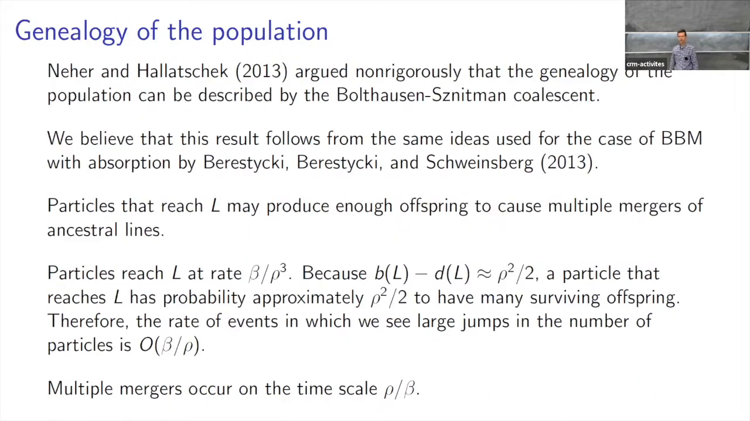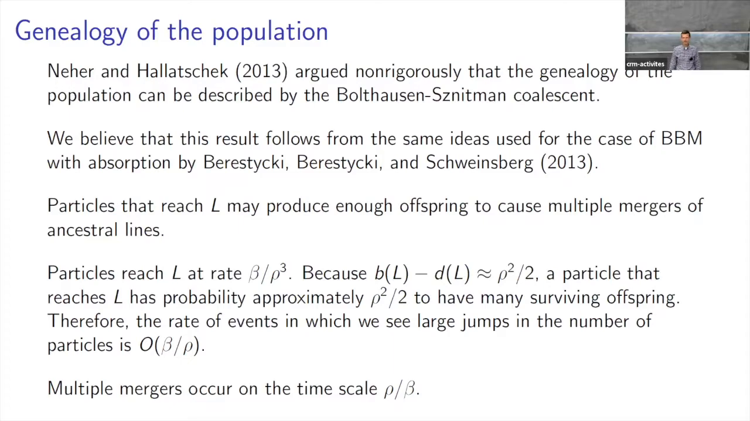So here, this little o of 1 over root n is the square root of this 1 over rho squared here. I also want to comment briefly on the genealogy of the population. Neher and Hallatschek gave a detailed, non-rigorous argument that the genealogy of this population can be described by the Bolthausen-Sznitman coalescent. We have not yet managed to prove this result rigorously, but we do believe that this can be done, most likely following the same ideas that were used in the case of branching Brownian motion with absorption.